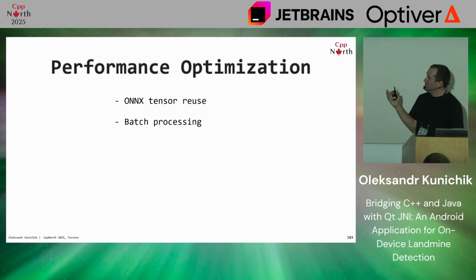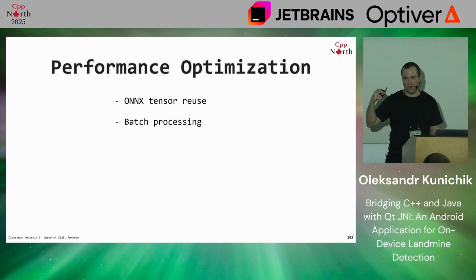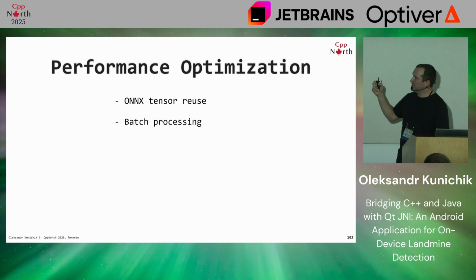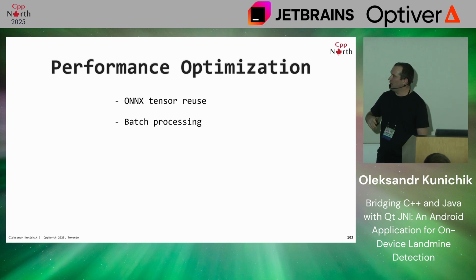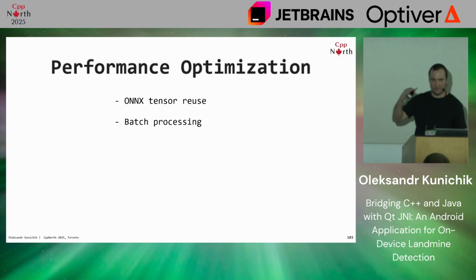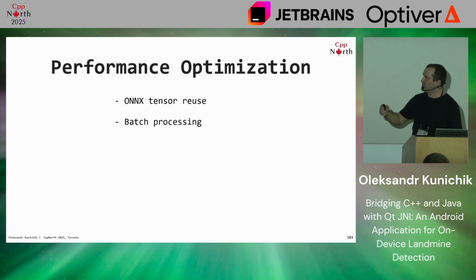But what we can use in the future, what I also discovered recently, is that we can reuse the tensor. You remember, before conducting inference, there was a prepared tensor. We can reuse it. And also batch processing. For example, if we open a lot of images, 4 or 5, we can process them in a batch.